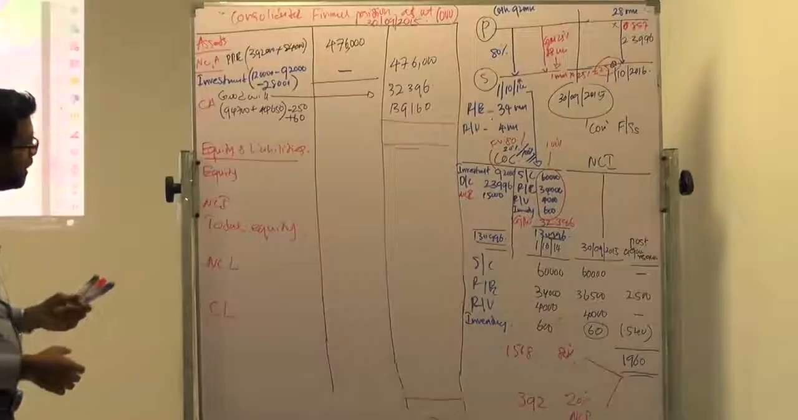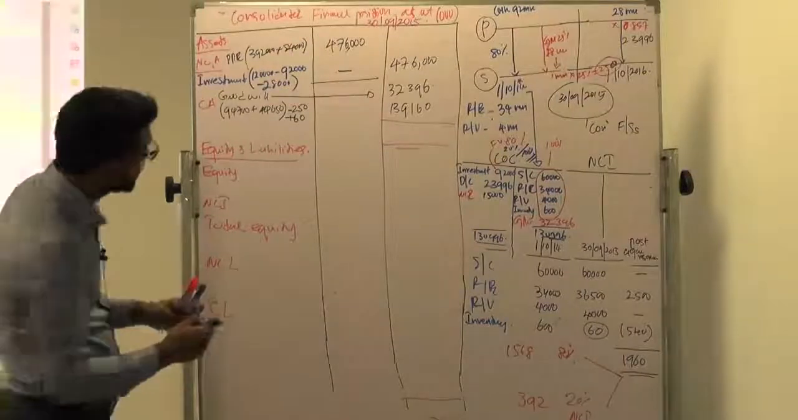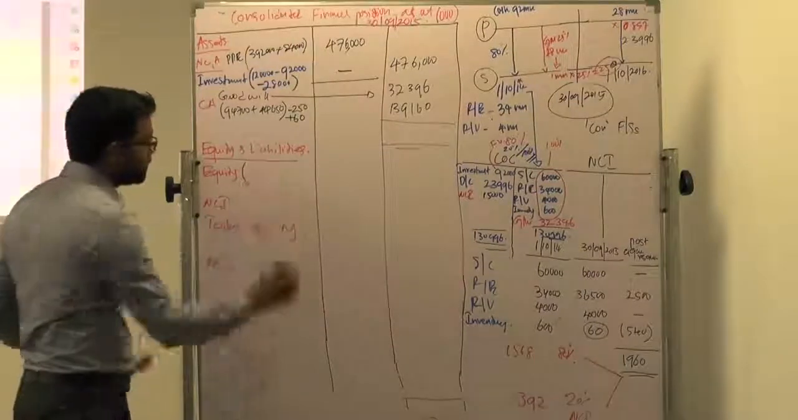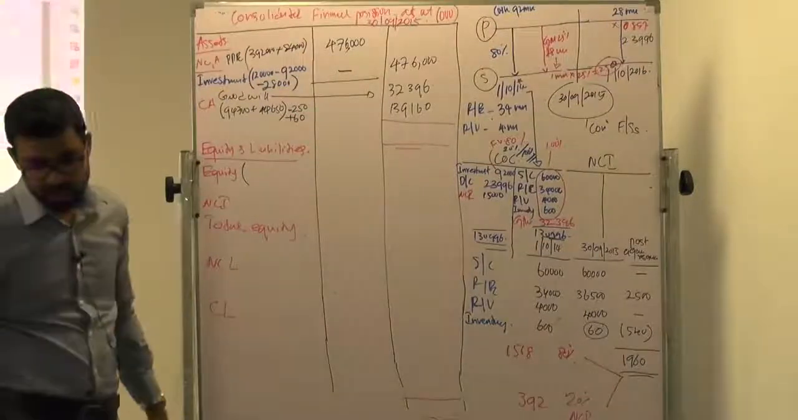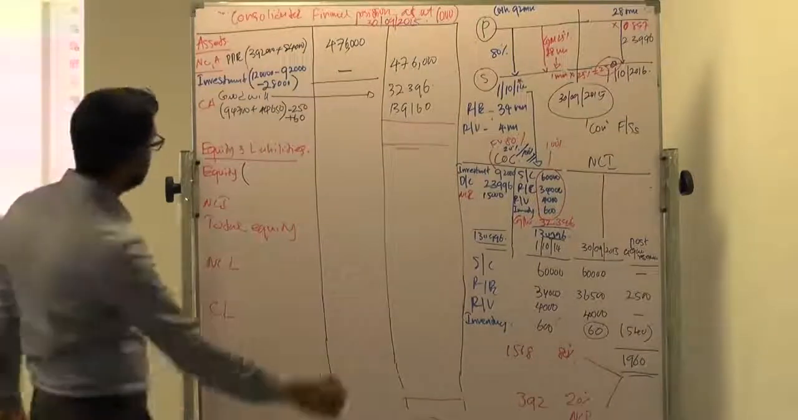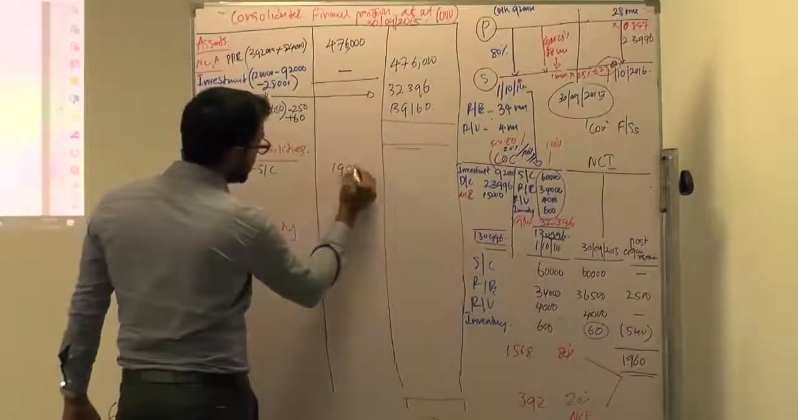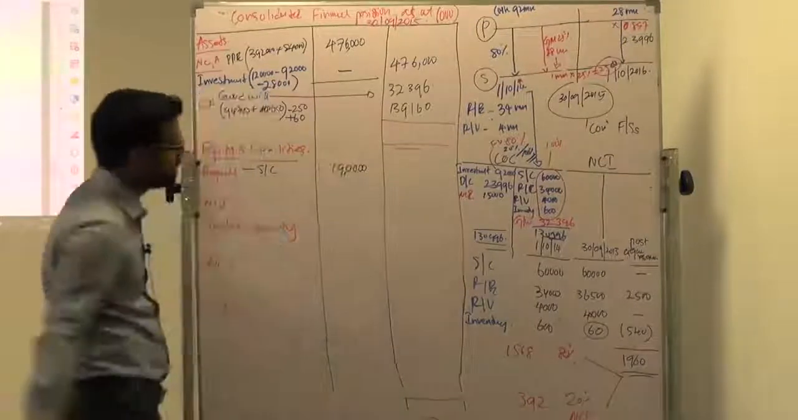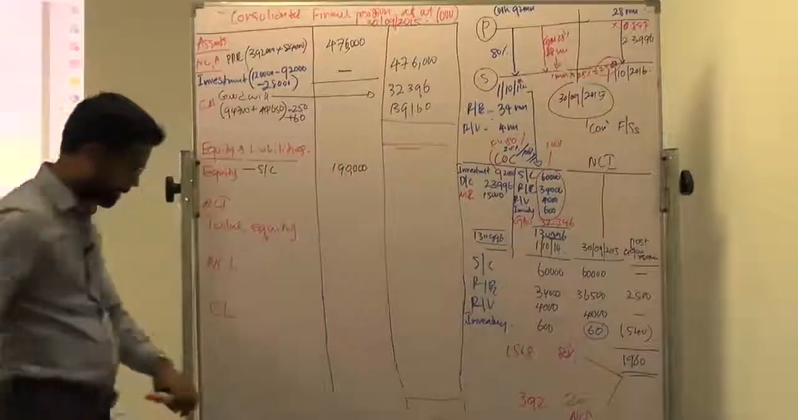Now equity and NCI, all these things add together. Equity you can't add together. Why? You are taking the net assets of the parent here. How much? Share capital 190,000. Straight away as it is from the balance sheet. I have taken these things.